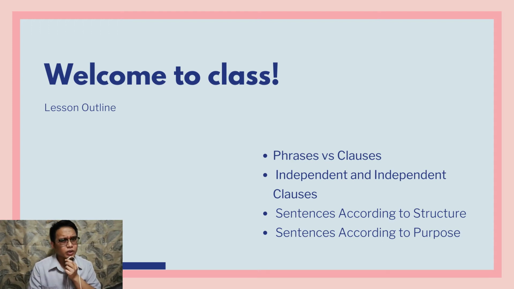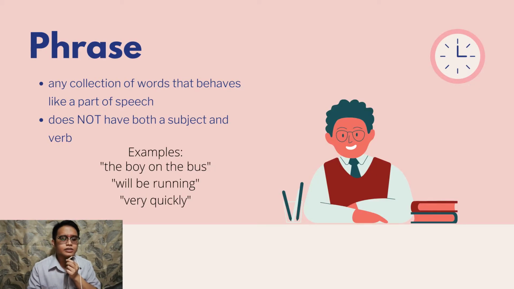What is a phrase? Or what are phrases? Okay? Now phrases are any collection of words that behaves like a part of speech. And this does not have both a subject and a verb. So a phrase may have a subject or a phrase may have a verb, but it doesn't have the two of them. So here are some examples. Let's say for example, the boy and the bus. So we have something that can be a subject but no verb. We will be running. It's a verb phrase but it doesn't have a subject. Or very quickly. It's just an adverb. Okay? So these are phrases. They should not have both a subject and a verb.